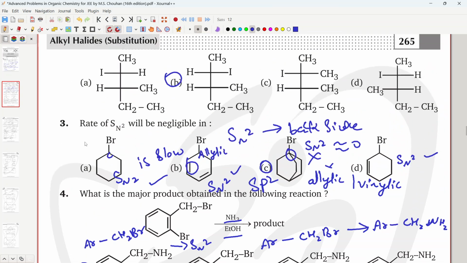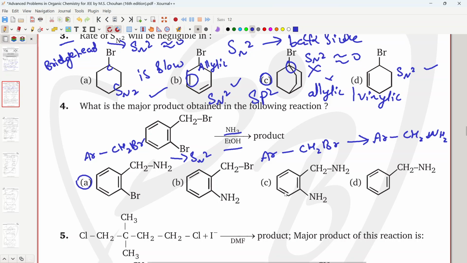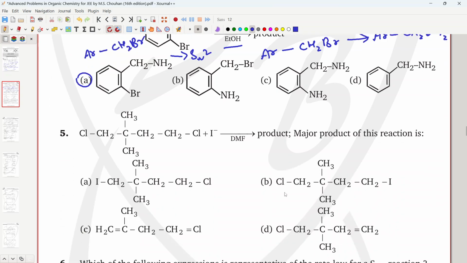Now, for this type of question, remember that bridgehead means SN2 is impossible. And for this, remember that benzylic halide plus NH3 gives amine formation, and aryl halides do not undergo ordinary SN1 or SN2 readily or at all.